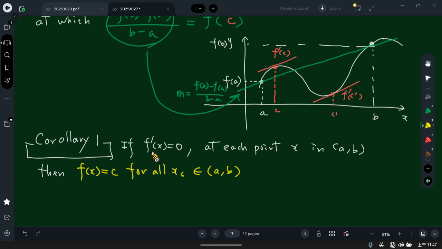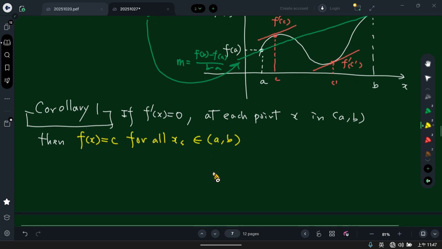So, if we know f prime x is equal to 0 for all points in this interval, then we can conclude f of x must be a constant function. That means f of x is equal to a constant for all x belonging to this interval. So how can we prove it by using the mean value theorem?